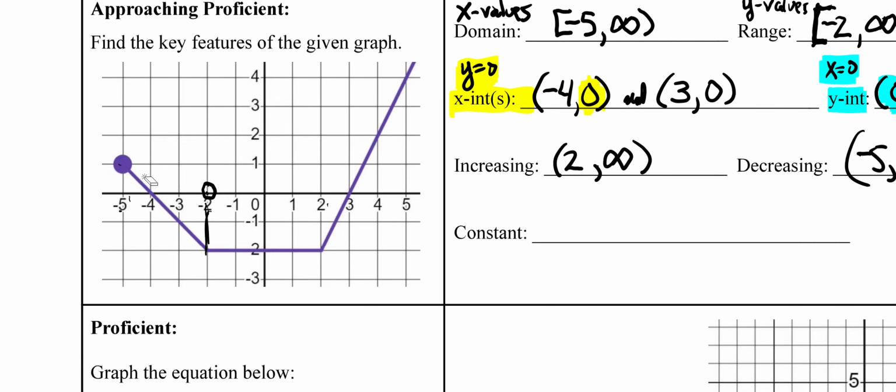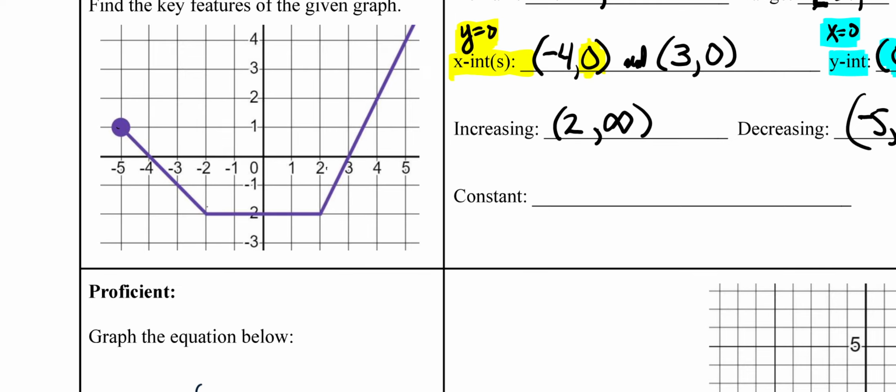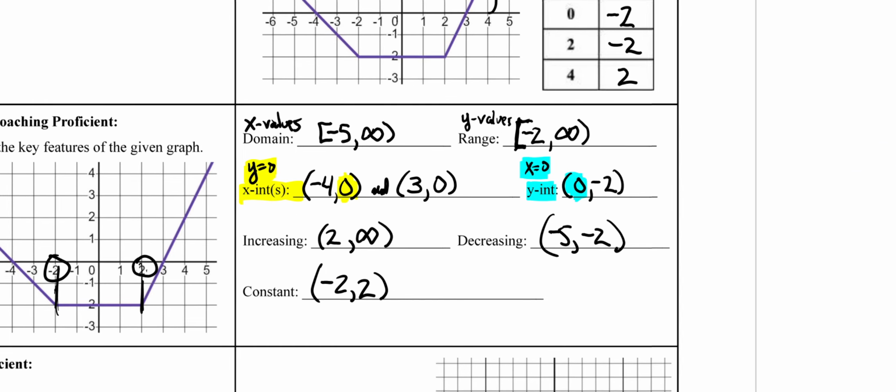And then where is this constant? Well, that just means it's not going up, it's not going down. And so that's happening right here and here. And so from -2 to +2, with parentheses. And that's it.